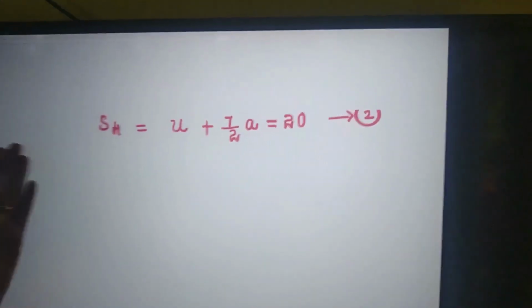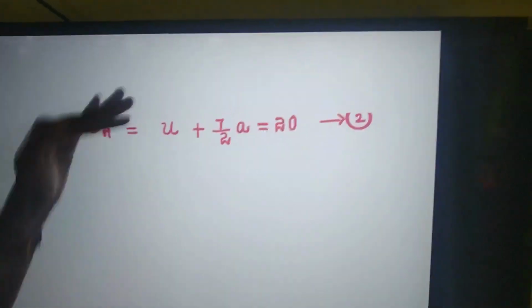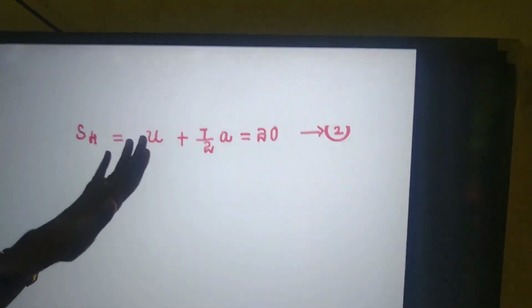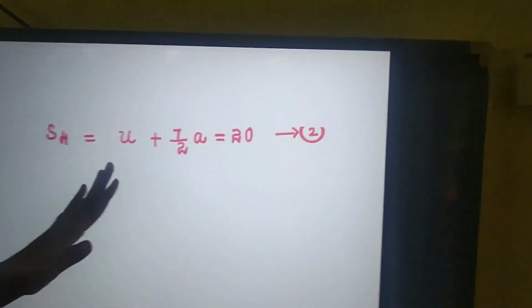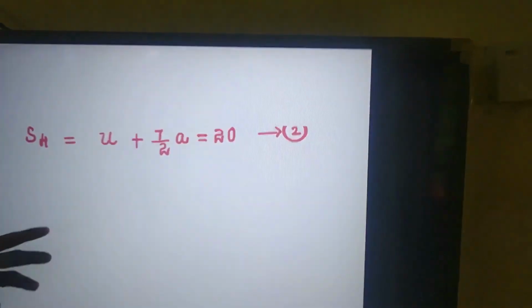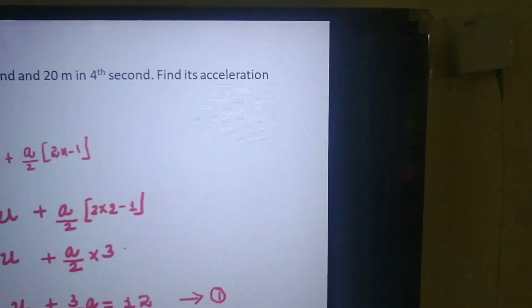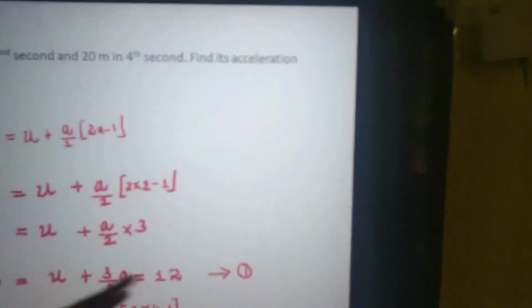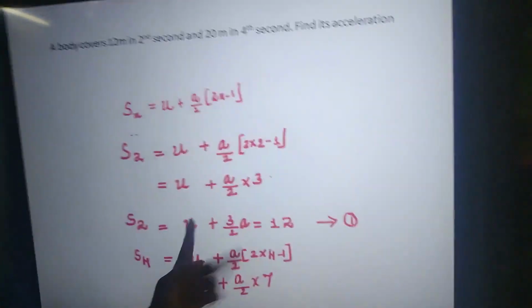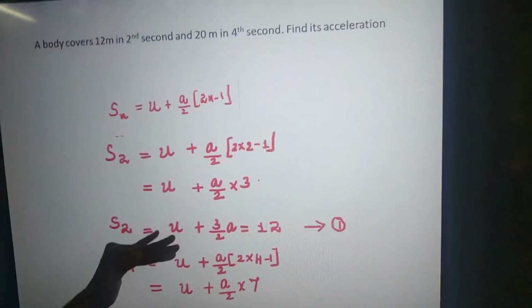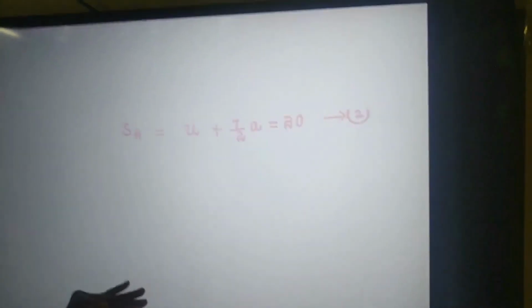So the first equation we got, the second equation also we got. We are asked to find the acceleration of the motion, and we don't know the initial velocity either. So what do we have to remove? We have two equations here. Just subtract the first equation from the second equation. Two unknowns are there, and we don't want the initial velocity, so u will be cancelled. Let us see how the calculation goes.